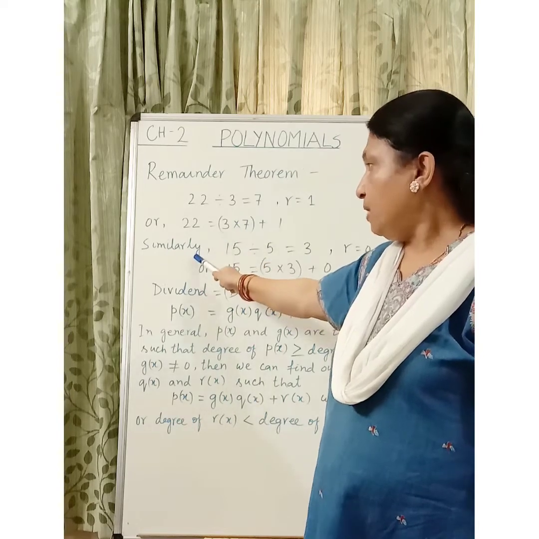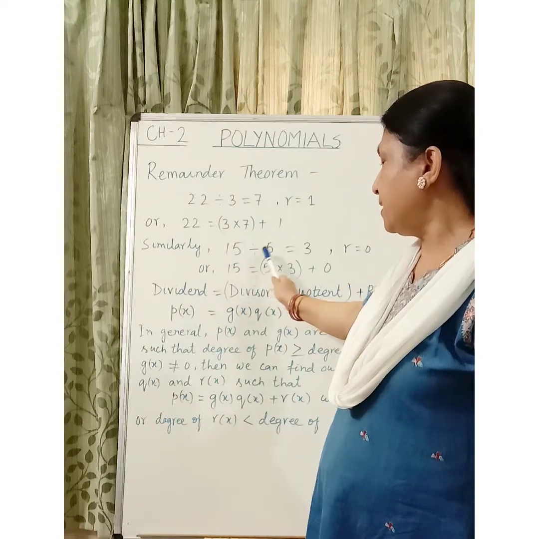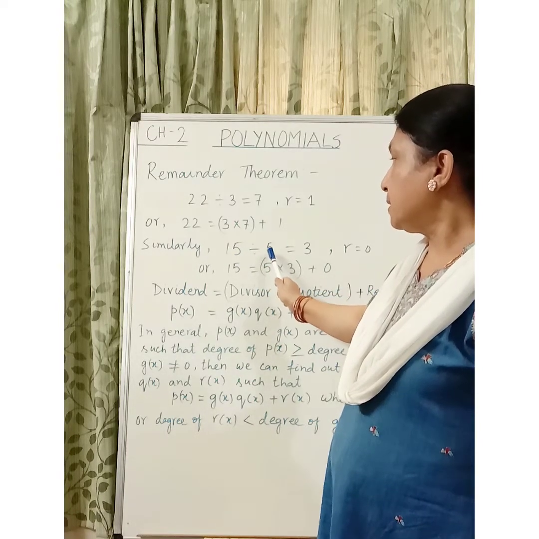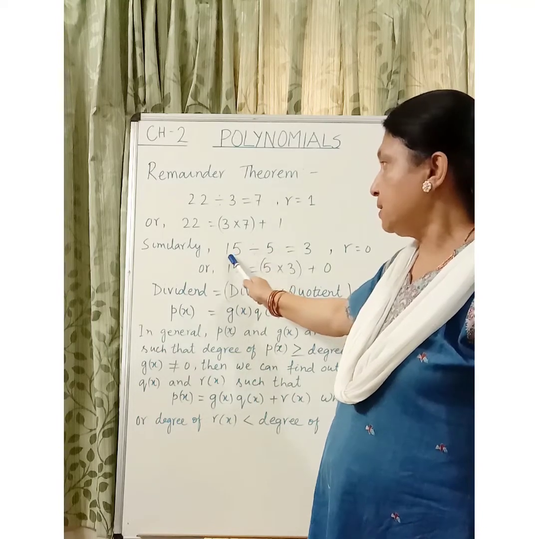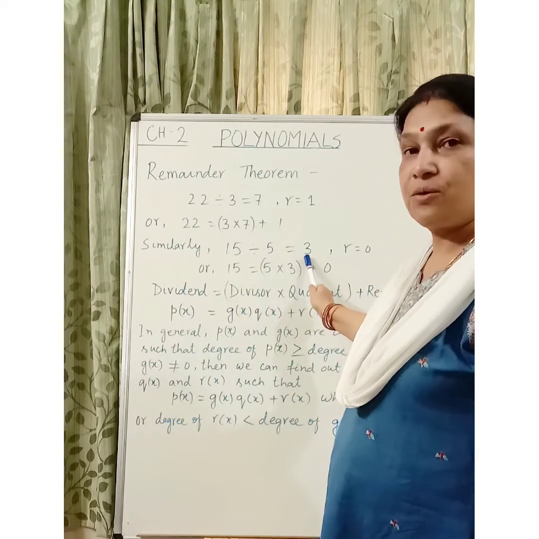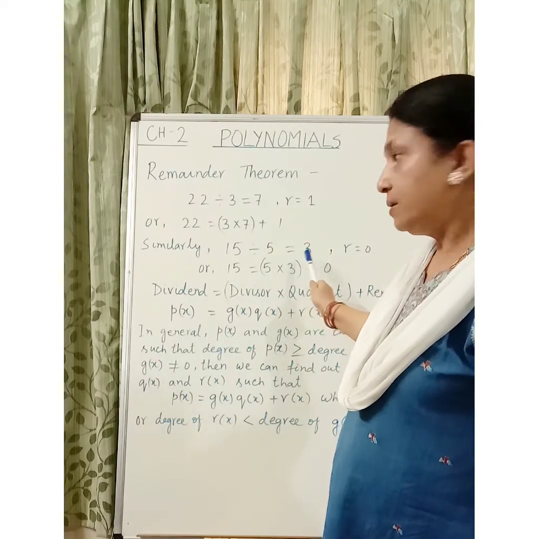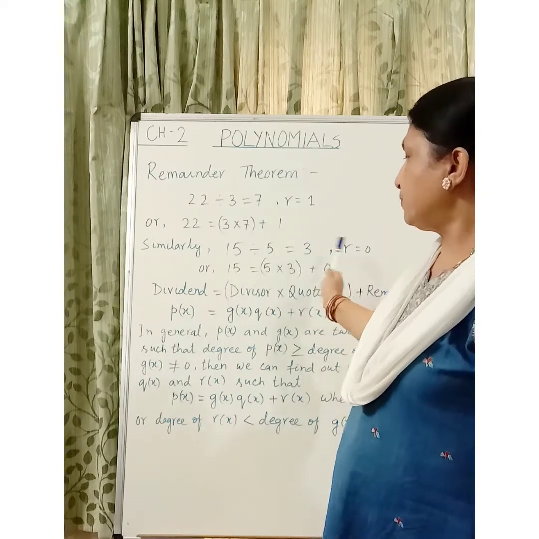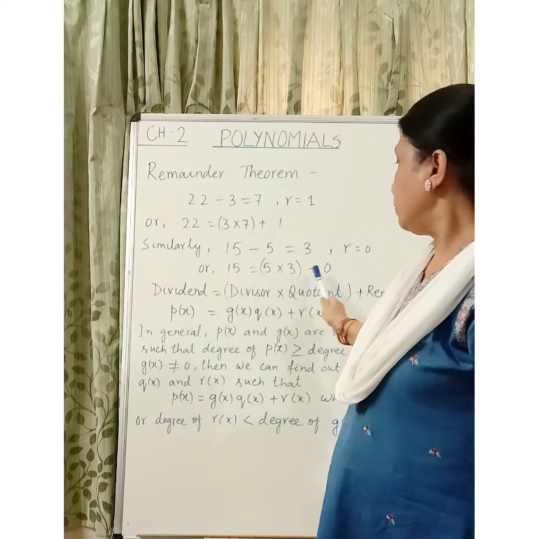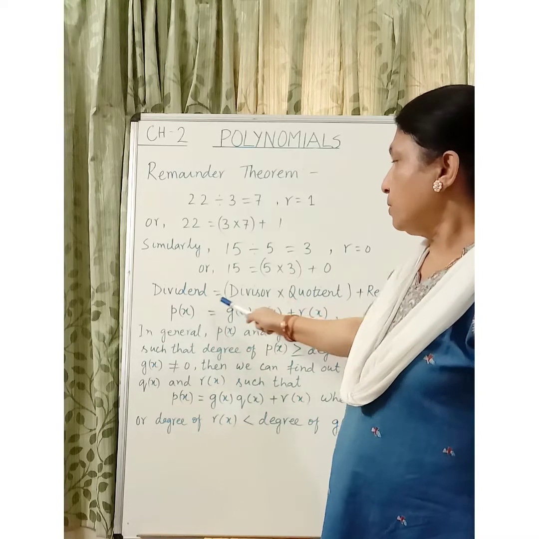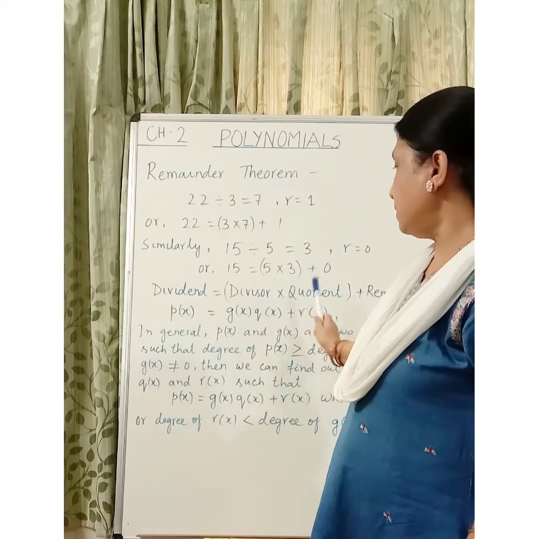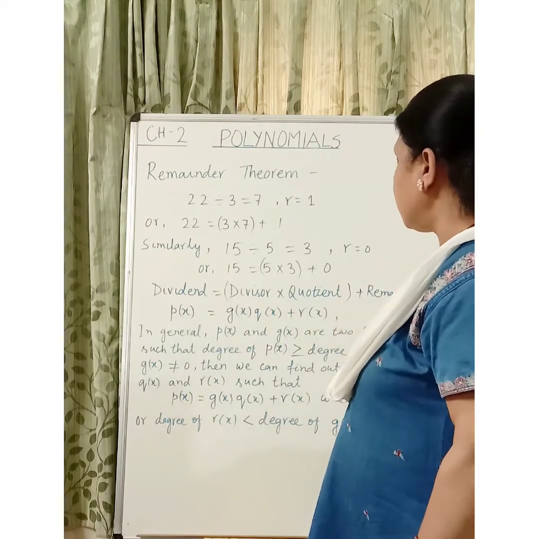Similarly, I have taken another example, 15 divided by 5. When we are dividing 15 by 5, you can see the divisor is always smaller than the dividend. And now we are getting 3 as the quotient. And what is the remainder here? The remainder here is 0. So we can write this 15 in the form of 5 into 3 plus 0. So in general, the dividend is equal to divisor into quotient plus remainder.